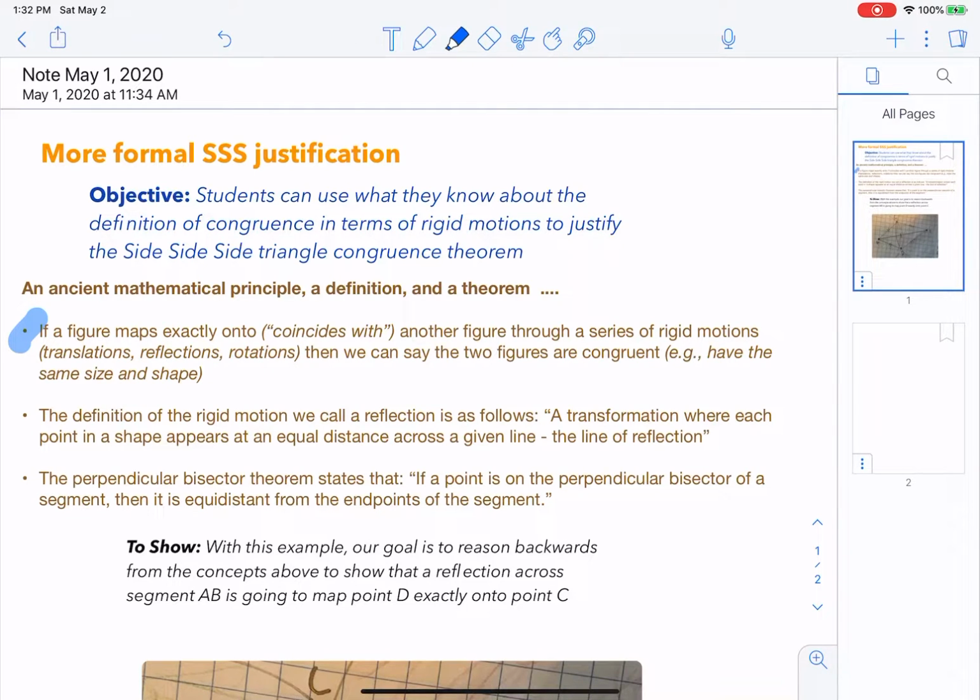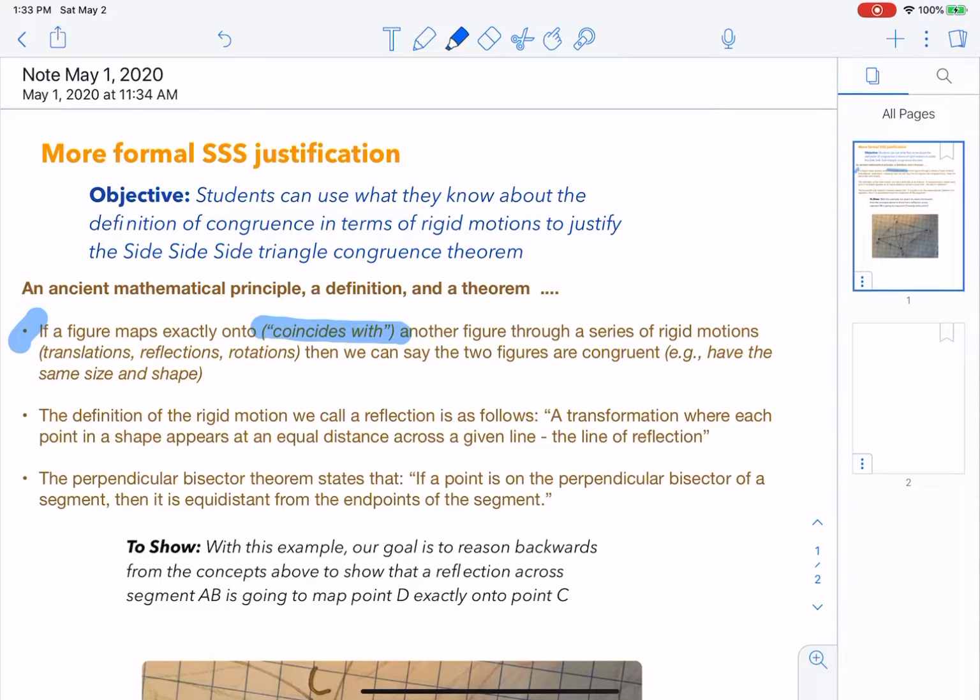This idea is very heavy in the new Common Core math, but in some ways it's very old. The famous mathematician Euclid from ancient Alexandria said that if figures coincide with one another, the words in Greek meant coincide, then the two figures have to be congruent. So this is actually a rather ancient mathematical principle.